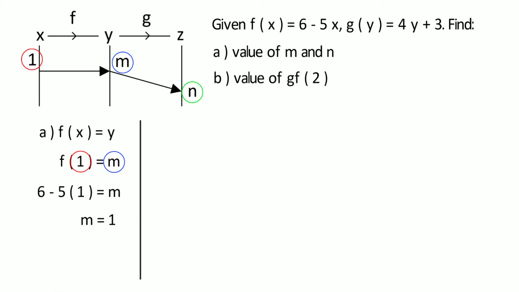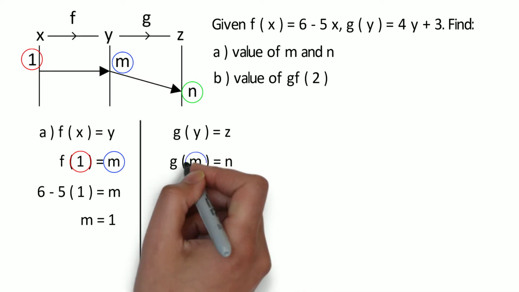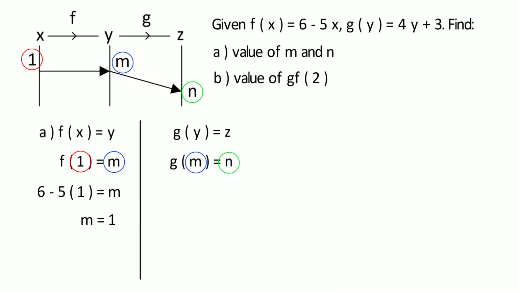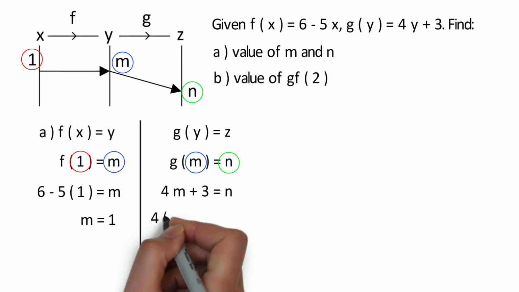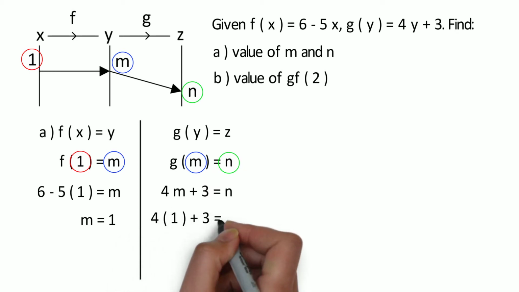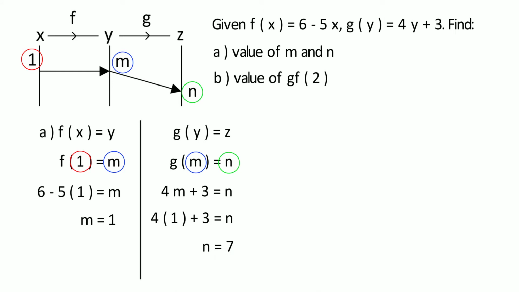Now let's move on to function g(y) equals z. Substitute object m and image n into the equation. Then put object m into function g, and we get 4m plus 3 equals n. We know that m is equal to 1. So we get n equals 7.